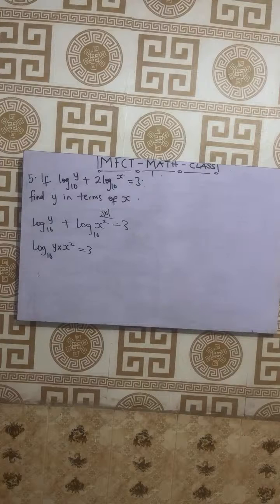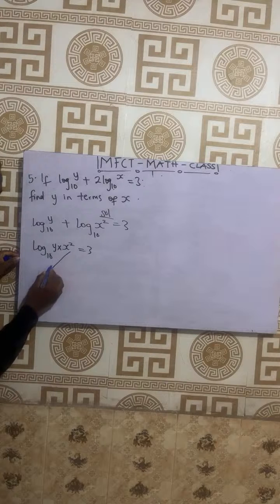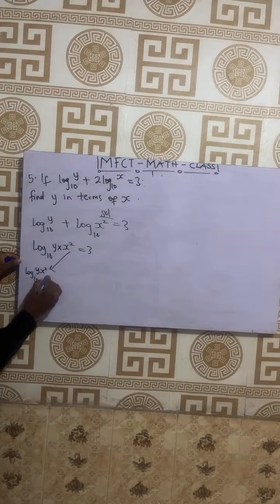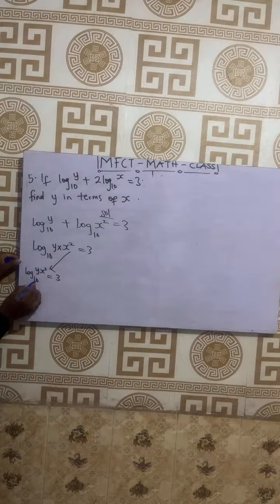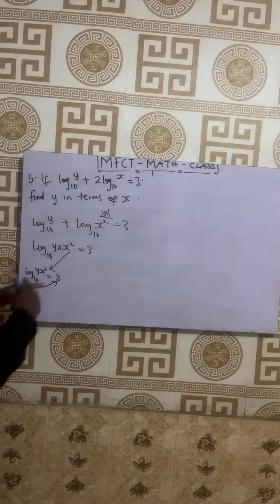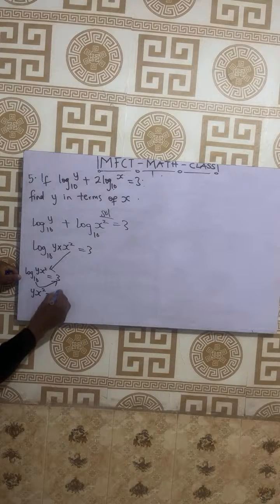At this point, I can use two methods in solving this question. Let me show you the two methods I can use. The first method is this: what I have here is log of yx squared base 10 equals 3, and I can bring this base 10 to the other side of the equation. Once I bring this 10 to the other side, this expression returns to yx squared equals 10 raised to power 3.